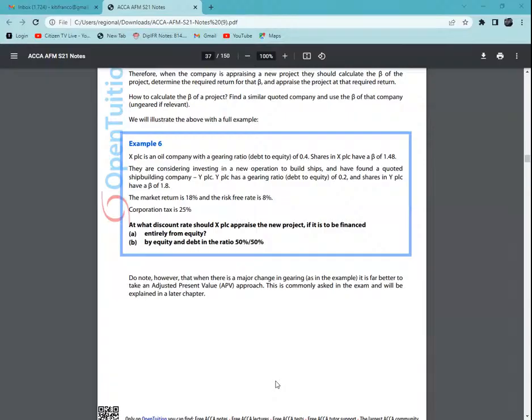Now, from there, ladies and gentlemen, we have a corporation tax rate of 25%. So then what discount rate should XPLC use to appraise the new project if it is to be financed, A, entirely from equity, and B, equity and debt in the ratio of 50-50? So let's agree one thing. Should I do this question directly, or I give you 3 minutes, you try the question yourselves?